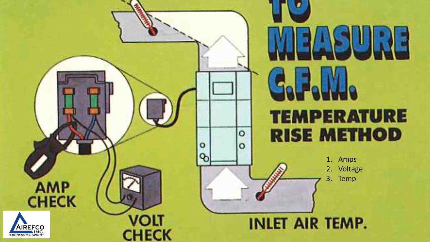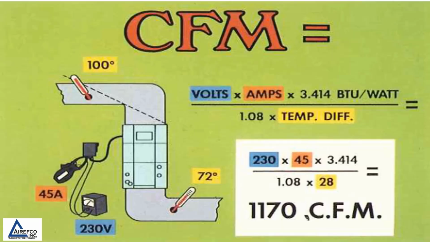Using the temperature rise method, we can calculate CFM on an electric air handler. You will need to take an amp reading, a voltage reading, and the temperature rise through the furnace. By plugging the readings that you took into this equation, you can get your approximate CFM on that system.